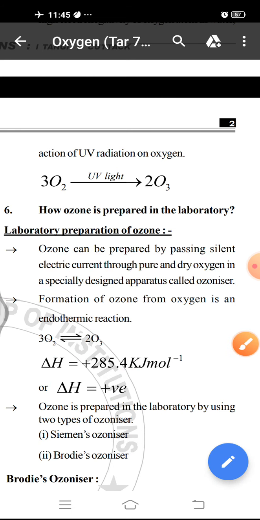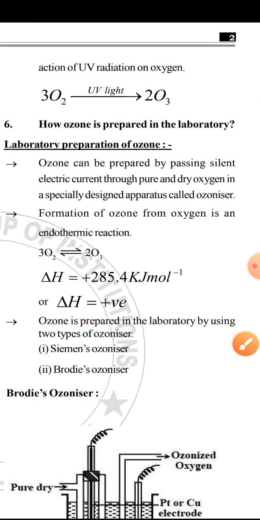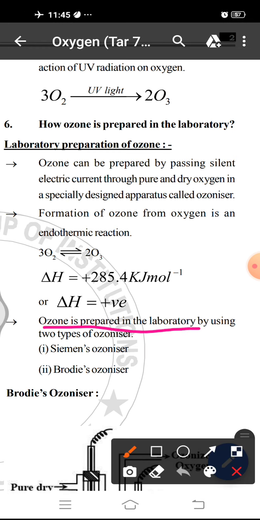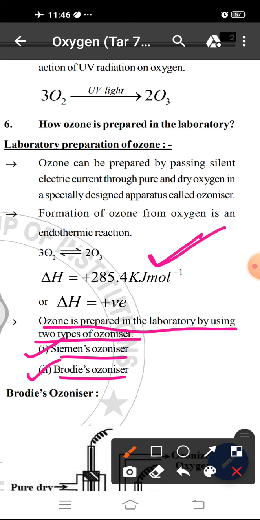In the laboratory preparation of ozone, two types of ozonizer are used: one is the Siemens ozonizer and the second is the Brodie ozonizer. In both types of ozonizer, oxygen is converted into ozone by absorbing this amount of energy, by passing silent electric current through pure and dry oxygen.